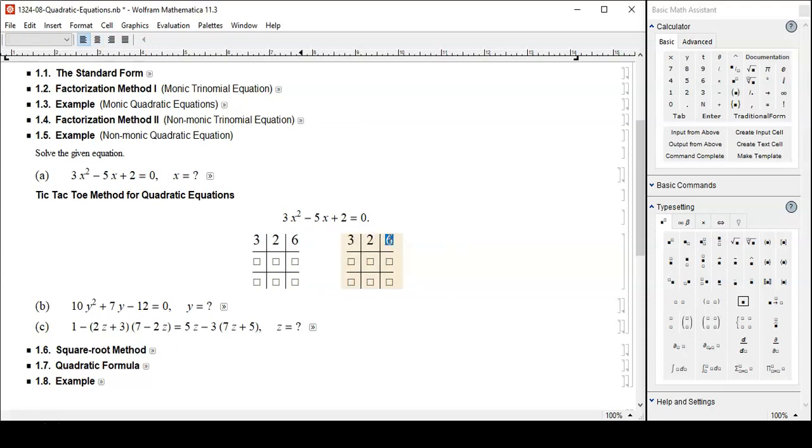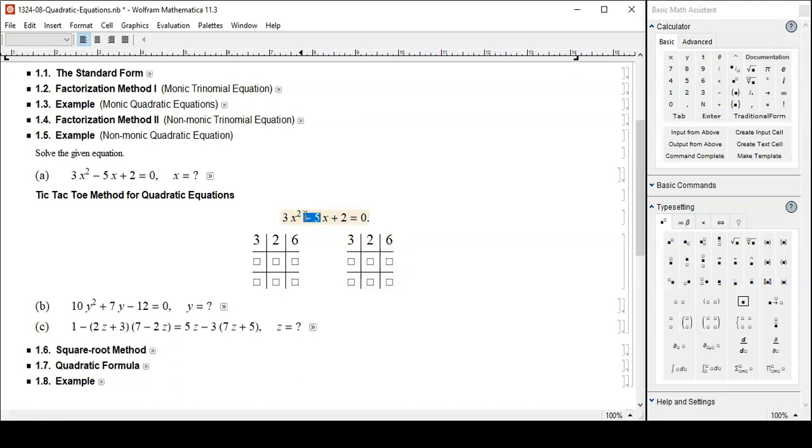Now, factors of 6 adding up to -5. So previously, you just got the constant term and then factors of the constant term adding up to the linear coefficient. But that was because the leading coefficient was 1. So 1 times constant was just that. But in general, this is not 1. So 3 times 2, we get 6. And then we go from here.